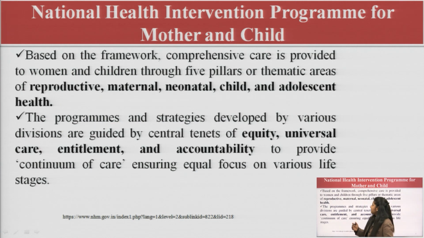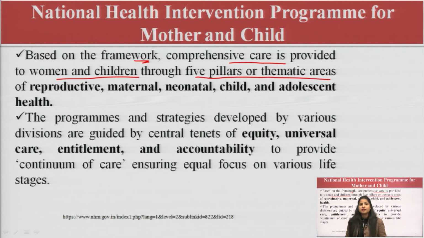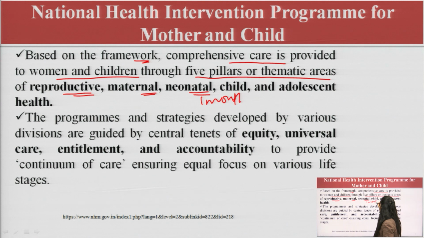Now, based on the framework which was given in 2013 under this reproductive, maternal, newborn, child health care plus adolescent, comprehensive care is provided to children and women through 5 pillars of thematic areas. Now, what are these 5 pillars? Reproductive, maternal, meaning the mothers, neonates, meaning newborns up to 1 month of age, then children, and adolescents up to 19 years of age.